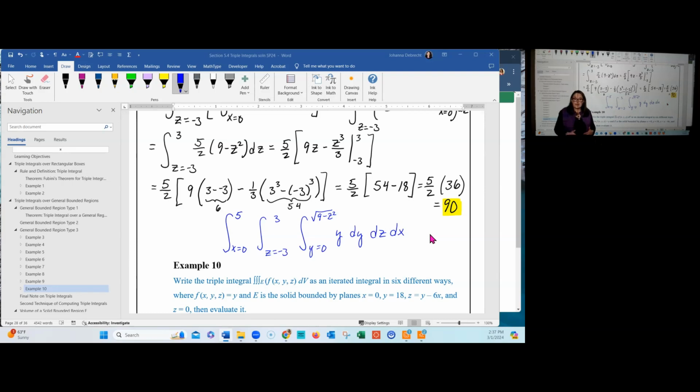Let's take a look at an example now where that's not the case, where switching is going to cause the limits of integration to change because we're not projecting onto a rectangular region, we're projecting into a different kind of shape. Let's take a look at example 10.